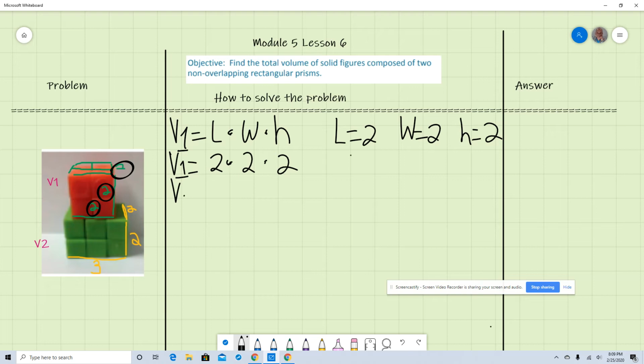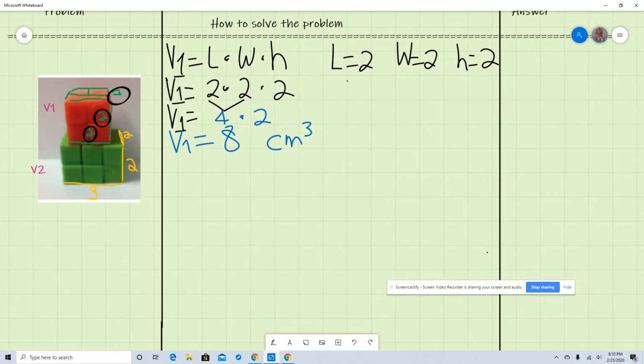Now volume 1 equals, let's get the area first. This is your area right here. 2 times 2 equals 4. That's what we call the area. 4 times 2. So volume 1 equals 4 times 2 equals 8. A what? Cubic centimeters. So that is volume 1.